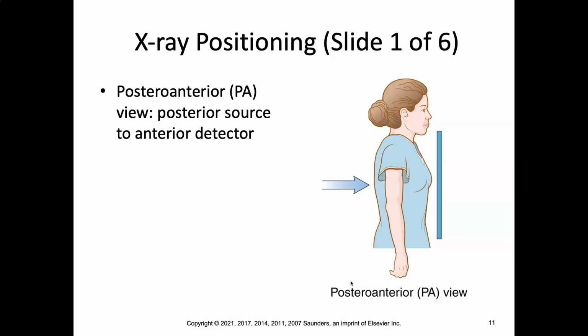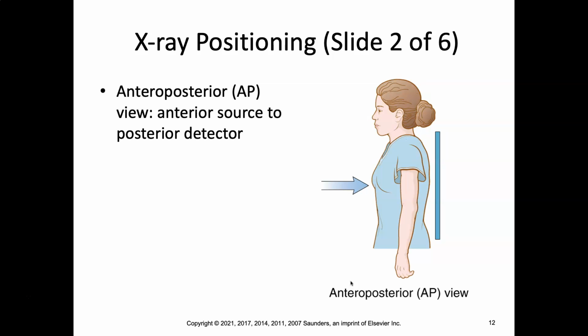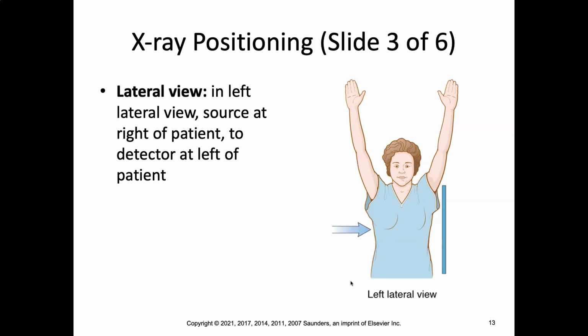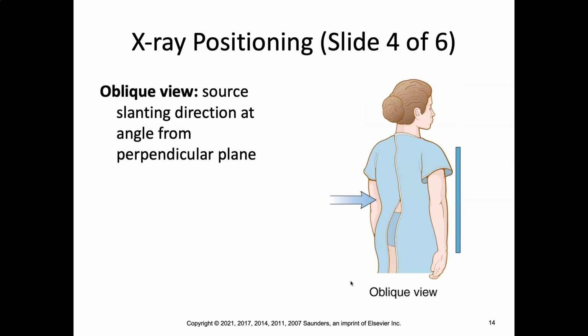Positioning. Oh, remember our posterior and anterior and lateral and all of those? Well, here we go. Postero-anterior means that you're going from back to front. So think from and to whenever you see this. Anterior-posterior is the opposite. You're going from front to back. Lateral view, you're going from one side to the other. And typically, if you're in the left lateral view, then you're going from right to left, if that makes sense. Oblique view is that slant, that diagonal type thing.